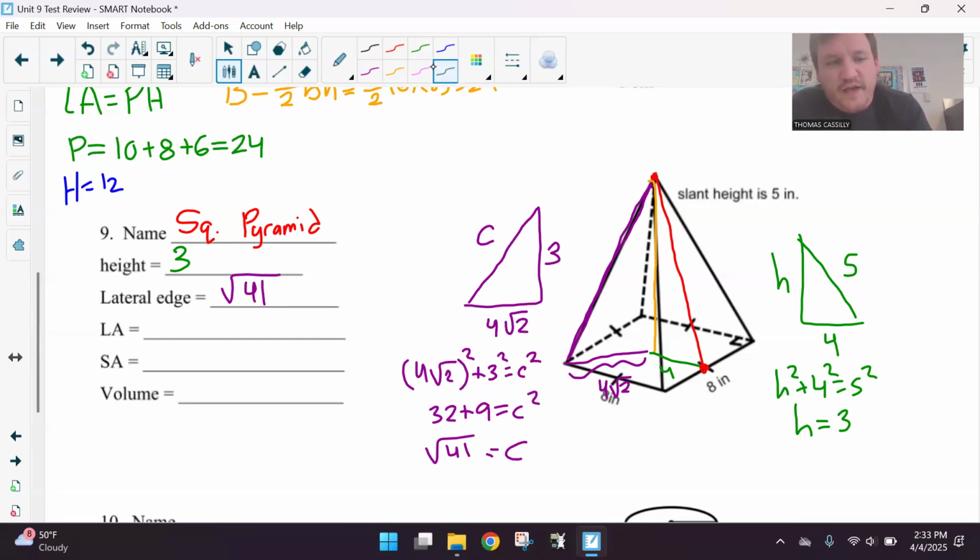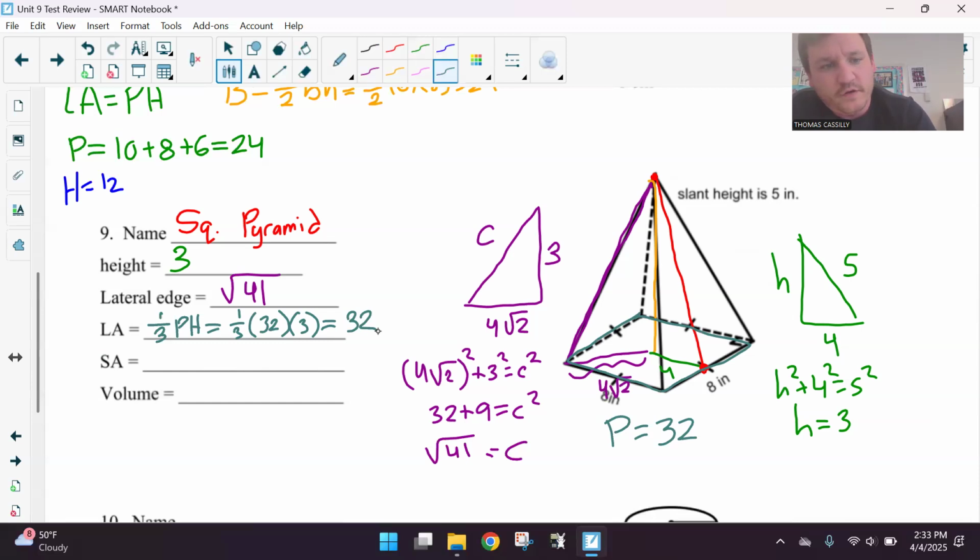All right. The lateral area is 1/3 the perimeter of the base times the height. The perimeter of the base is a square. So capital P is 8 times 4, which gives us 32. So this is going to be 1/3 times 32 times 3. And if you're clever, you can notice that the 1/3 and 3 are going to cancel each other out. So we're just left with 32.